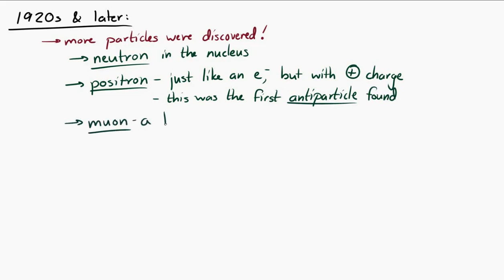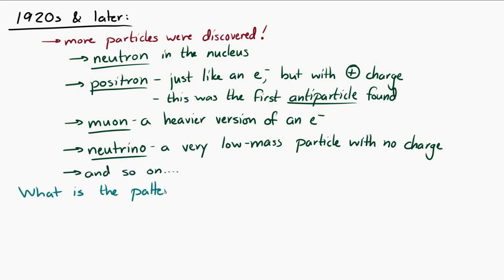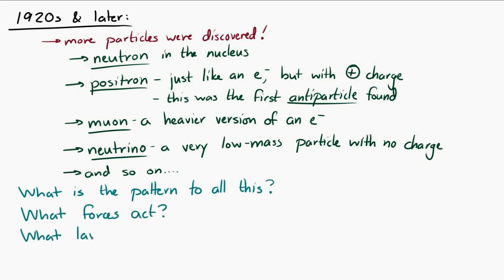Also, the muon, which is a heavier electron in a way. The neutrino, which is an almost massless neutral particle that's very hard to detect, and so on and so on. There are many, many particles out there. And so as people started to discover these particles, they started looking for patterns. What's the pattern to all of this? What forces are acting to cause these things to exist and interact? What laws govern their behavior?